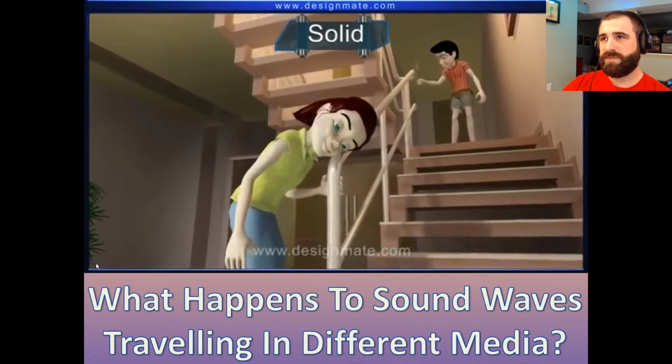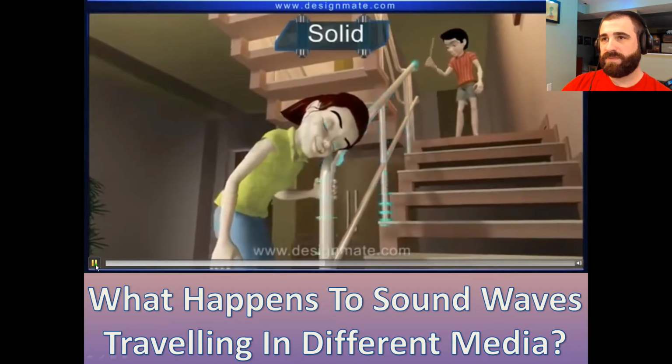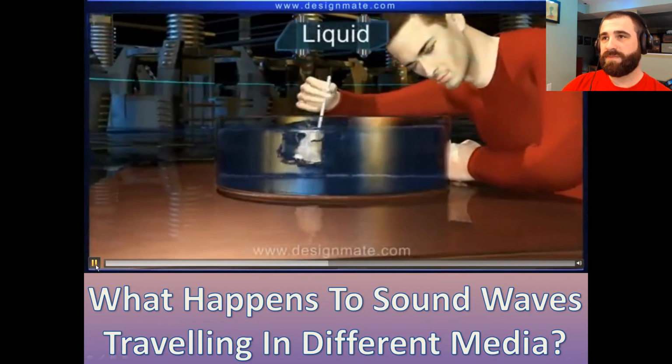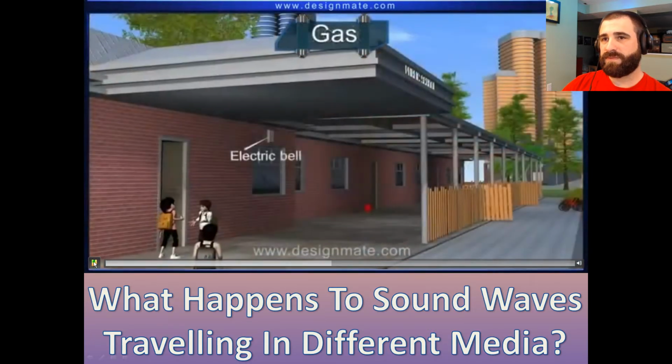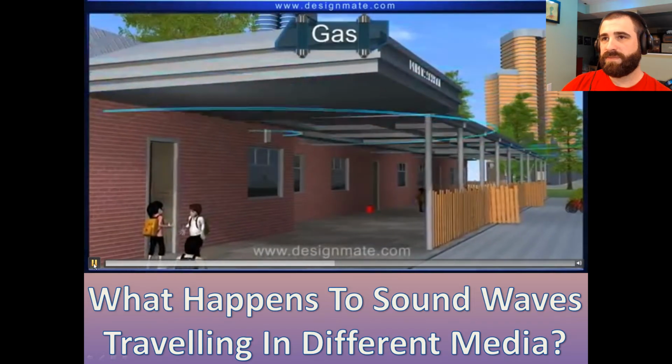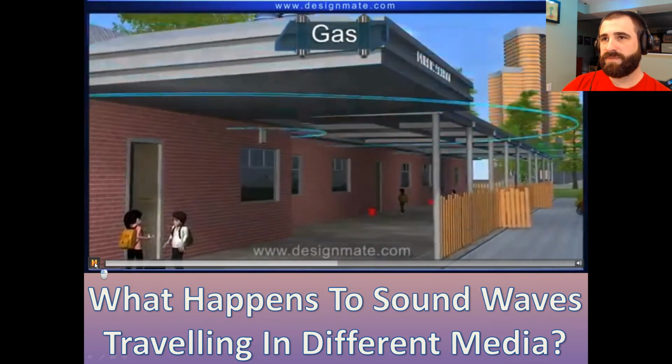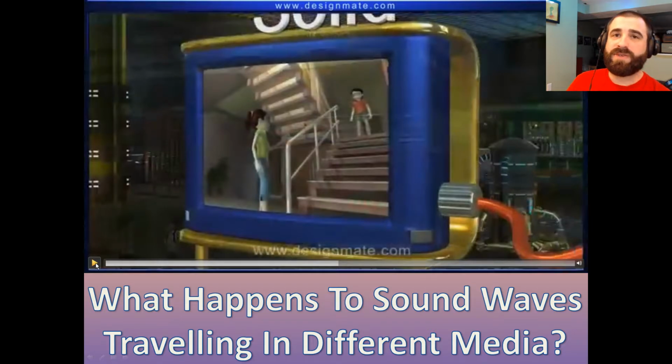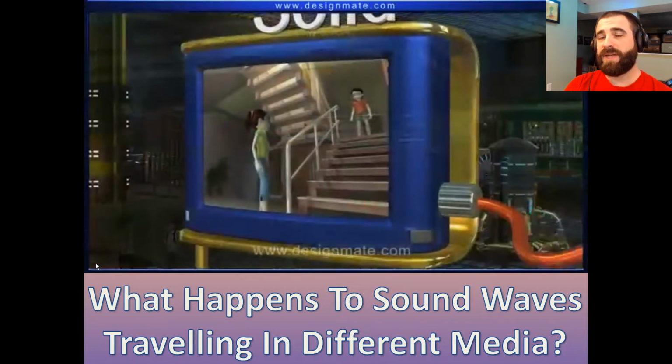The medium could be a solid, liquid, or gas. Now let's see how this works. So, sound waves can travel in all three big states of matter: solid, liquid, and gas.